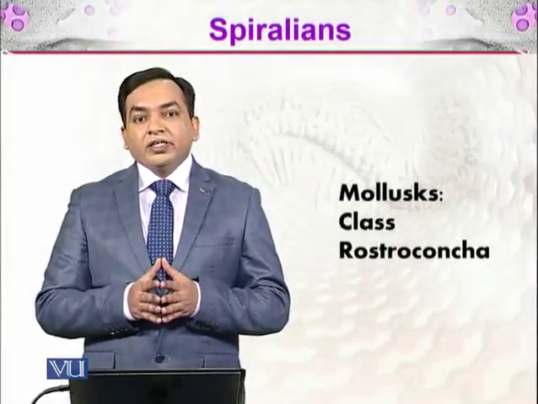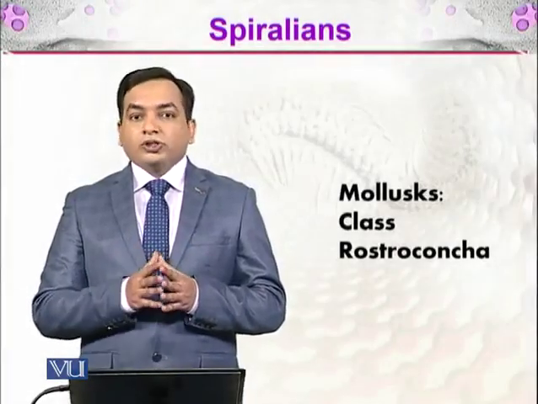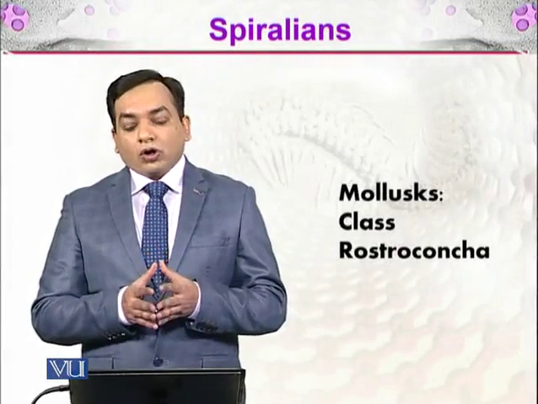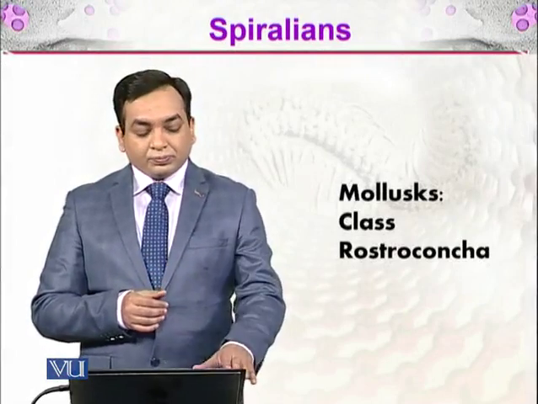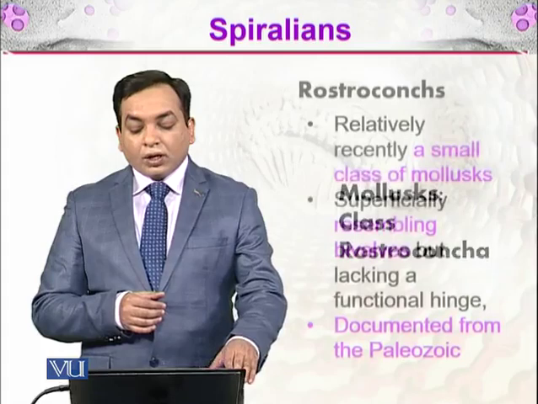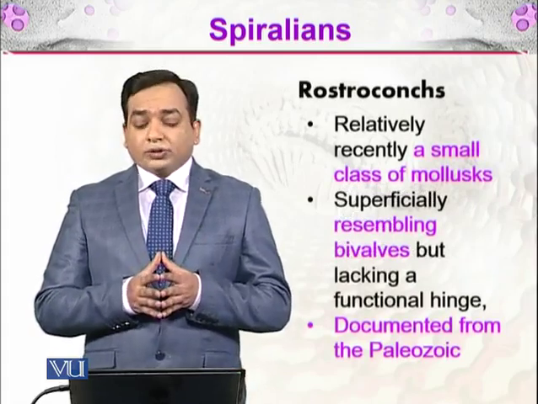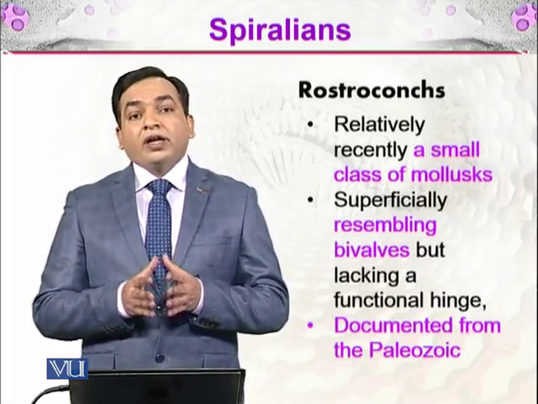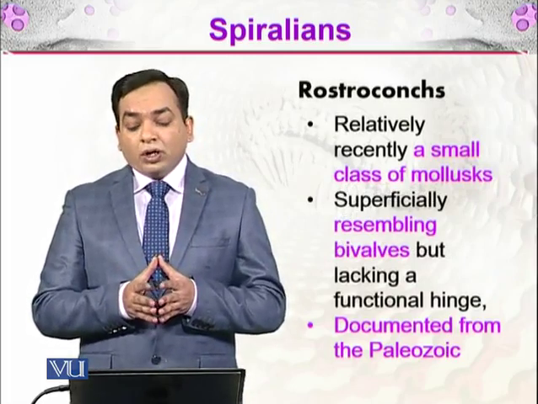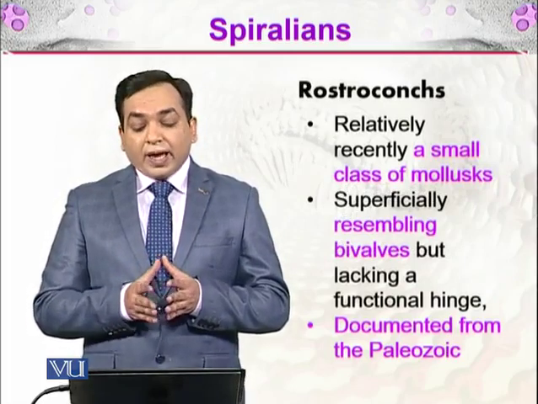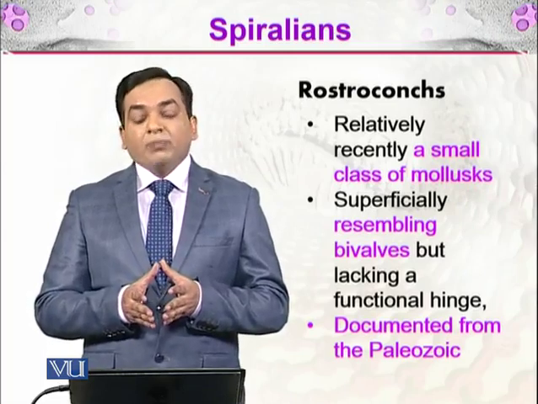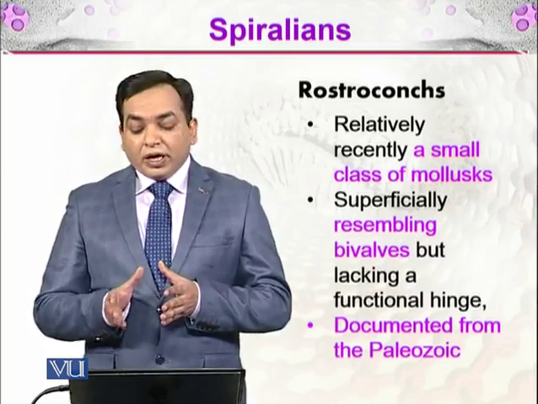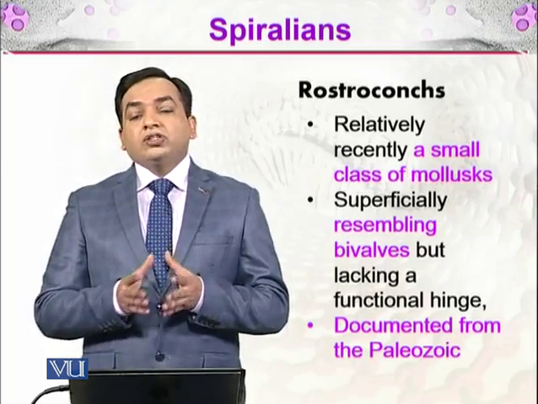In the spiralians, we will be discussing the class Rostroconchs of the mollusks. What are the Rostroconchs? These are a relatively recent group, and it is a very small class of mollusks. It superficially resembles the bivalves but lacks a functional hinge.